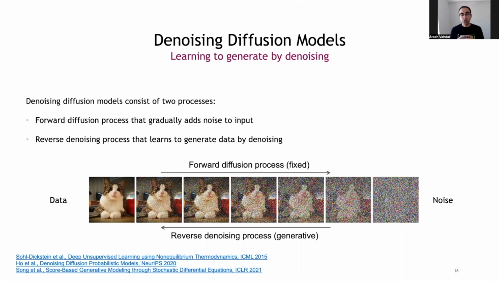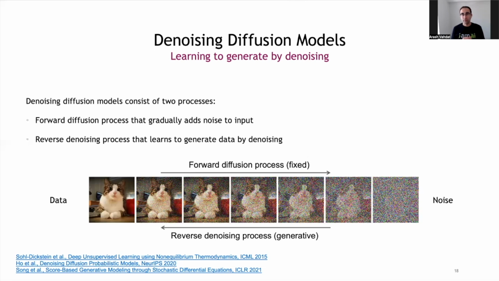This process is shown on this slide from right to left. It starts from white noise and learns to generate data on the left side by denoising. This process will take a noisy image and generate a less noisy version of it, and it will repeat this process such that it can convert noise to data. We're now going to dig deeper into these two processes and see how we can define them formally.